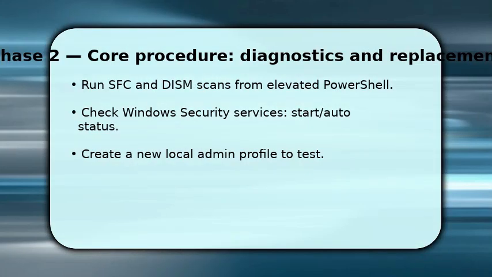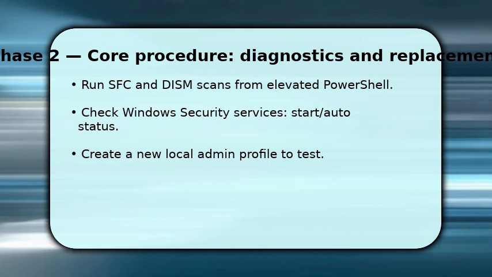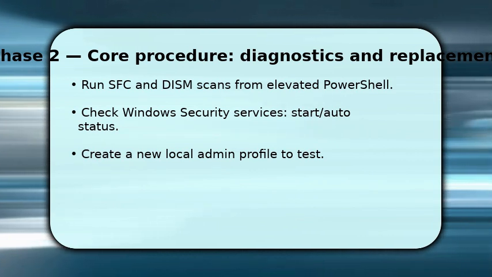Once Explorer Restart didn't fix it, open an elevated PowerShell and run sfc /scannow, then dism /online /cleanup-image /restorehealth. These repair corrupt system files that break the security app. Make sure Windows Security Center service and related services are set to automatic and running.